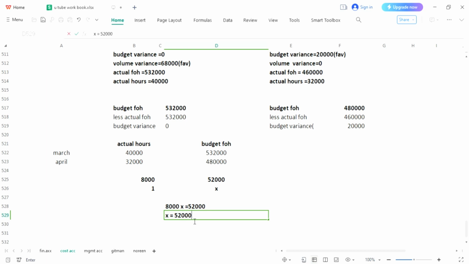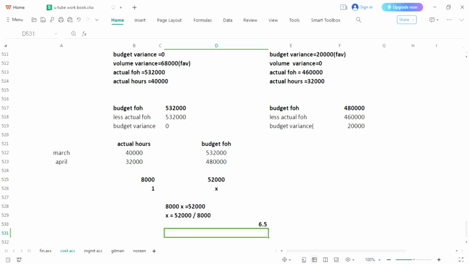52,000, and we are taking this 8,000 to the opposite side. Here it was multiplied, now it would be divided. So 8,000 would be written in the denominator. Next step is to calculate 52,000 divided by 8,000. So we have got the rate. Let's see what this rate would be.